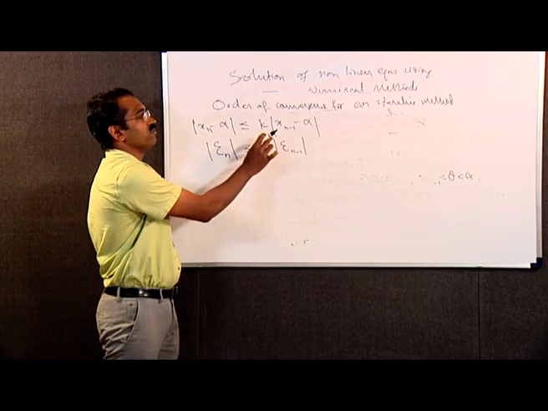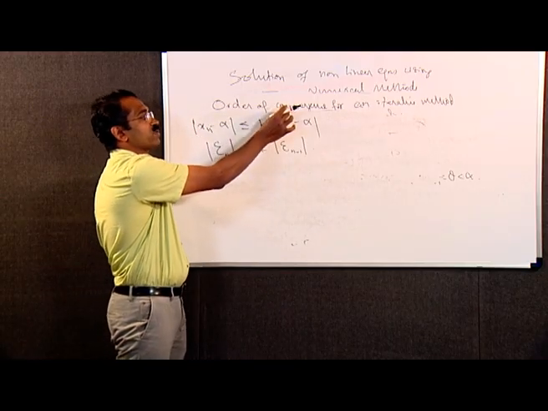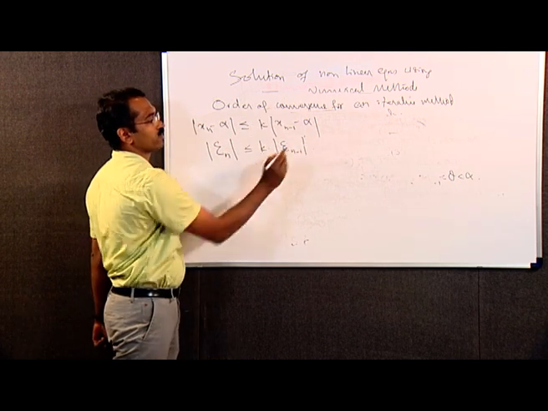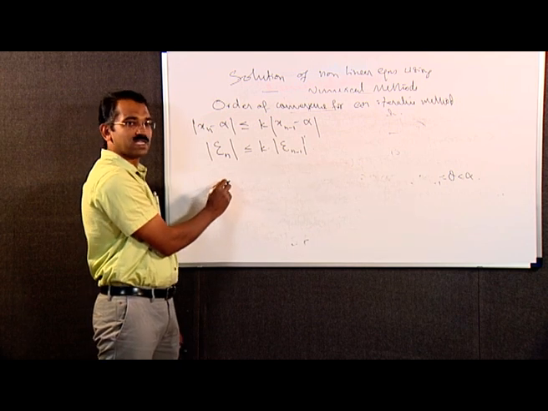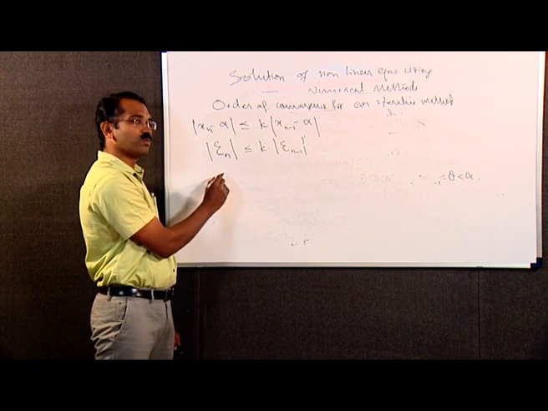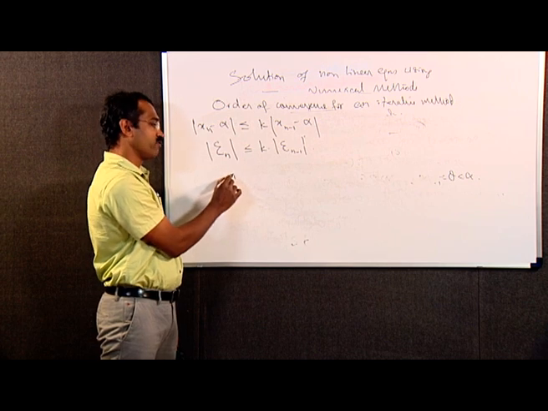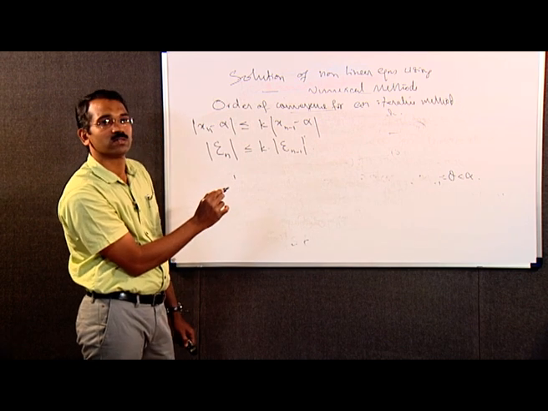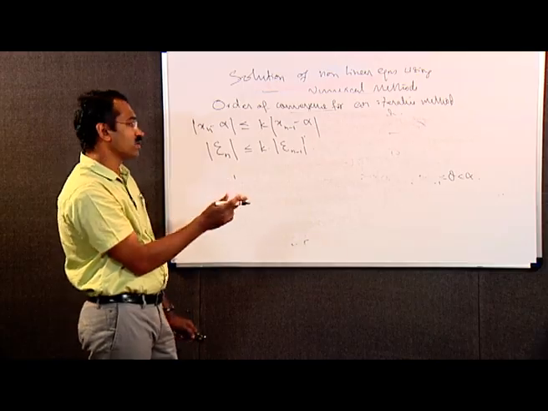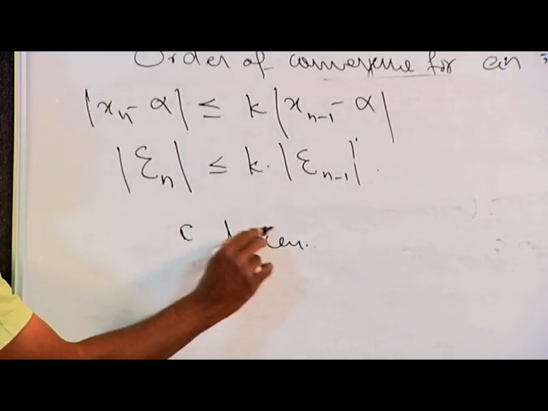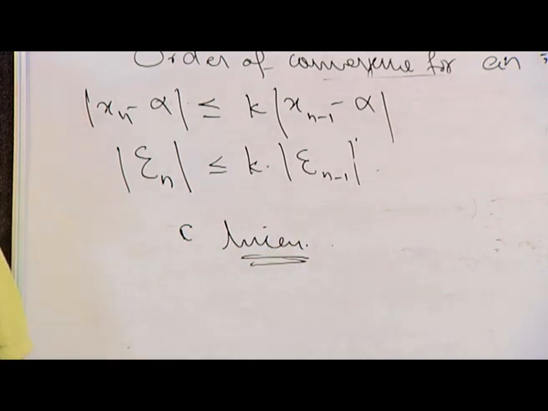On comparing with the expression in the order of convergence, here p is equal to 1. Therefore, we can say that the fixed point iteration method is of order 1, that is, the order of convergence of the fixed point iteration method is linear. There is a linear convergence for the fixed point iteration method.